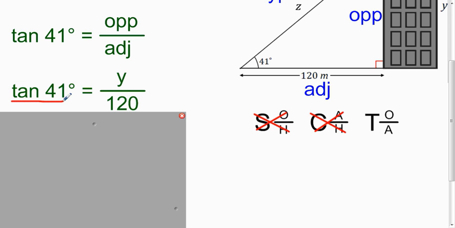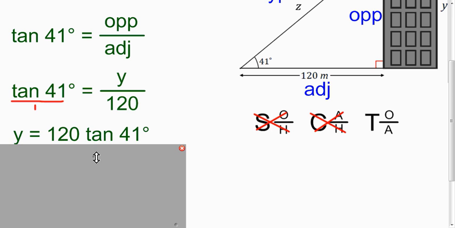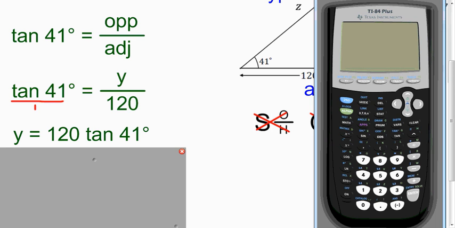How would you solve this? You could apply the cross products. Or just think of the opposite of dividing by 120, multiply by 120. So if we multiply both sides here by 120, we get y equals 120 times the tangent of 41 degrees. Now, how do we figure out what the tangent of 41 degrees is? Well, thankfully, our graphing calculator will do that for us.